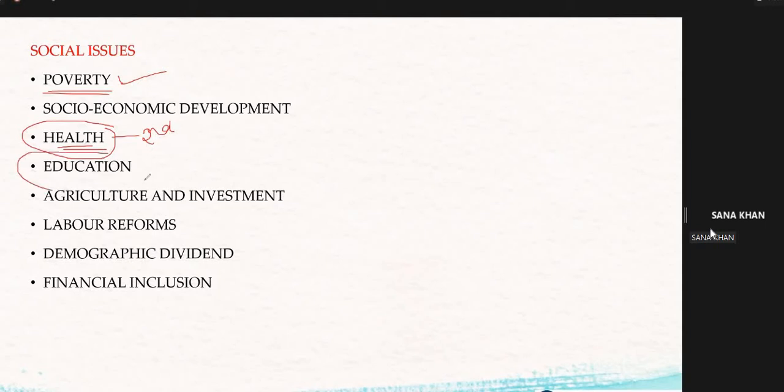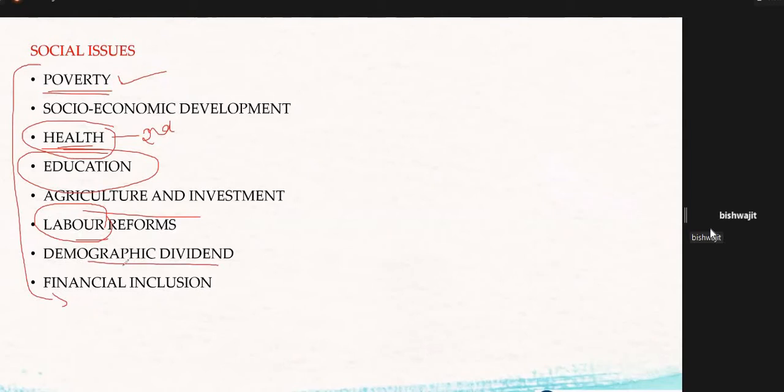Education industry, is it developed? What is the status of government educational institutions? Still, agriculture, investment, labor reforms. Is everybody getting equal treatment here, the laborers? No. All these are, even the demographic dividend, every area, each and every region is not rich here.